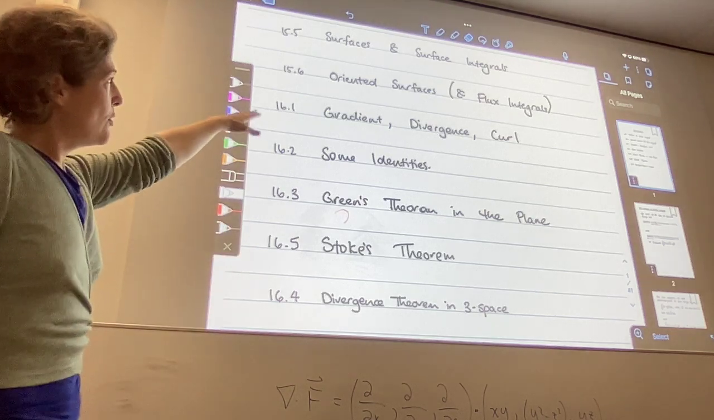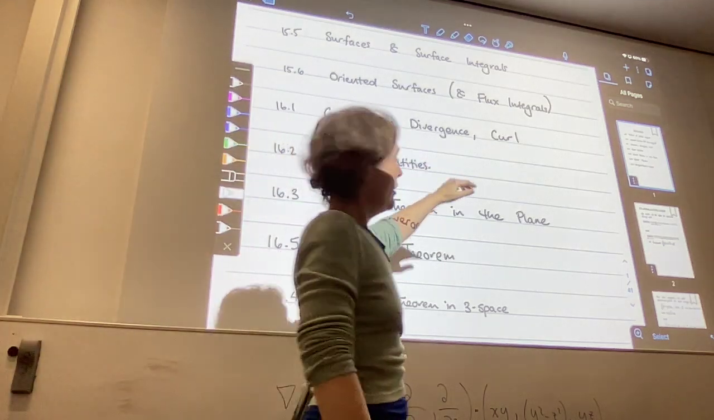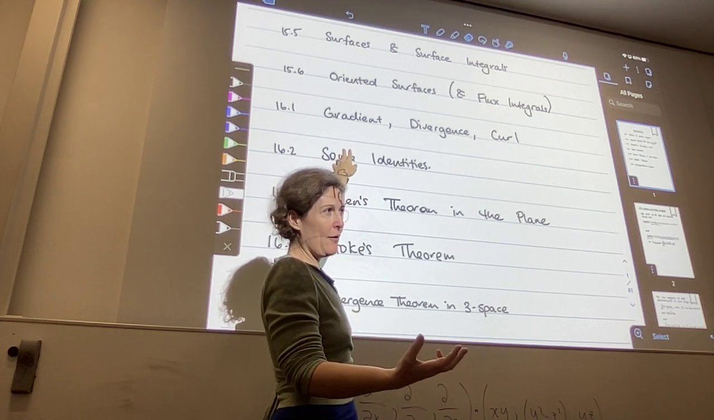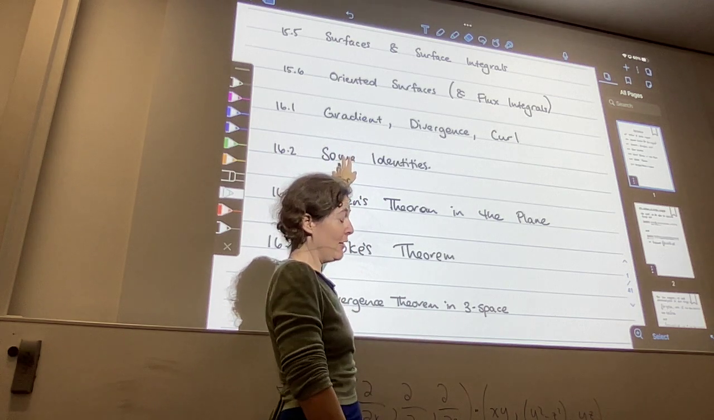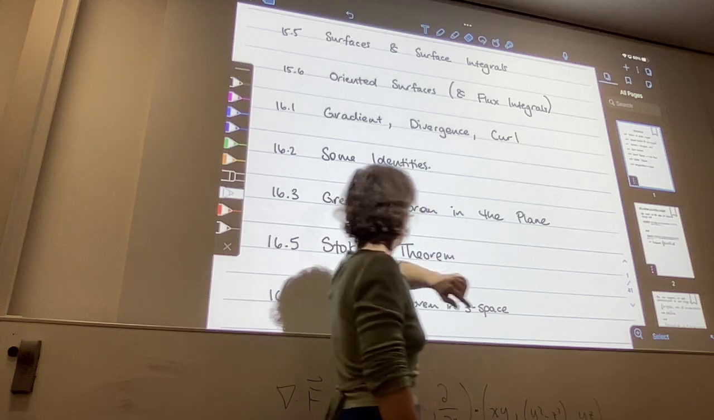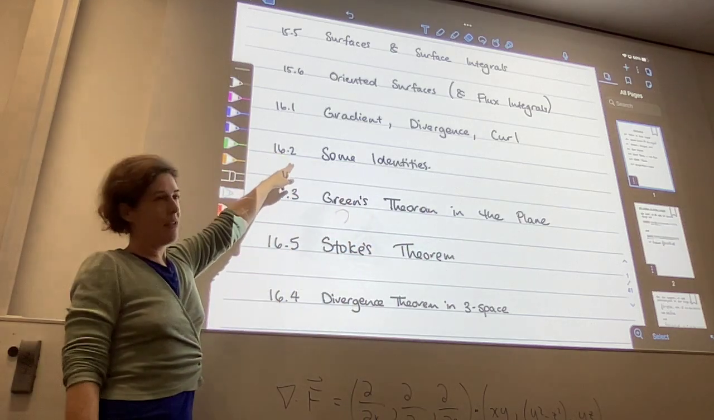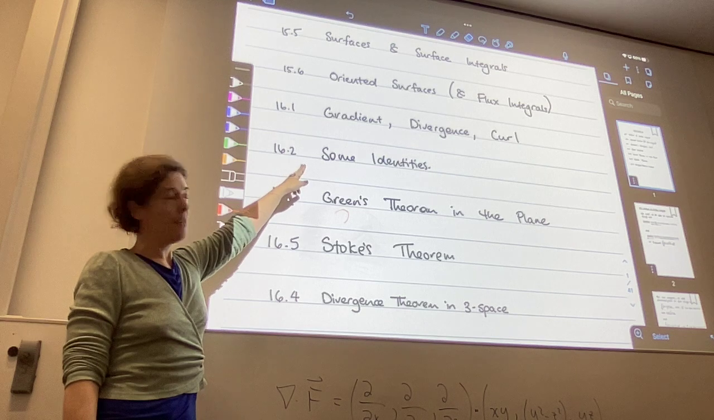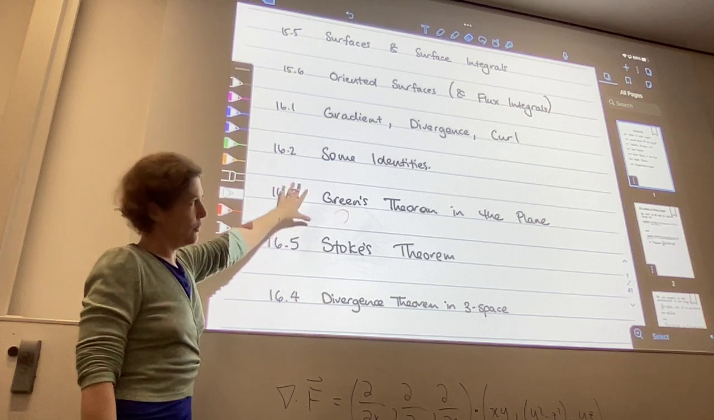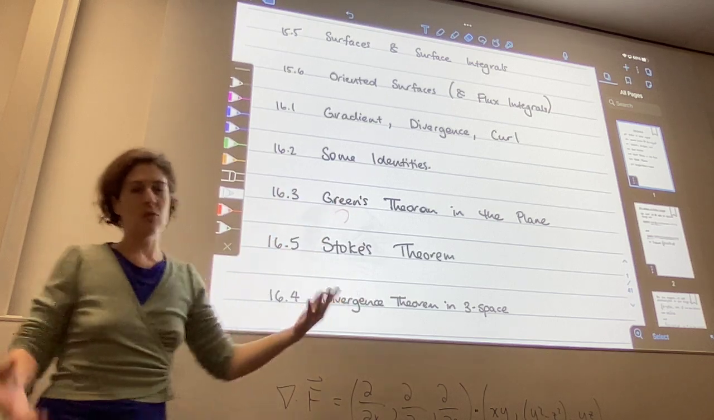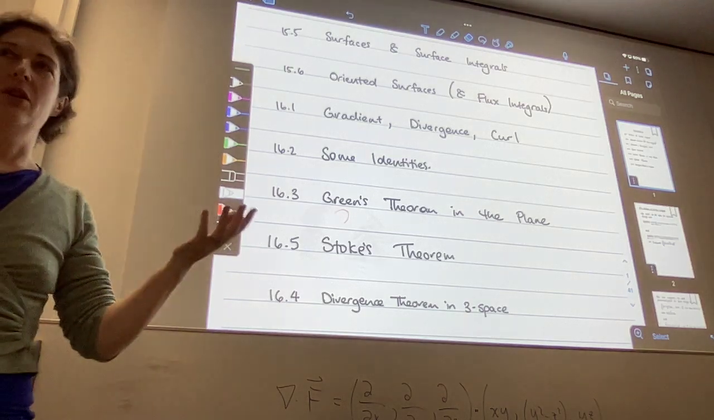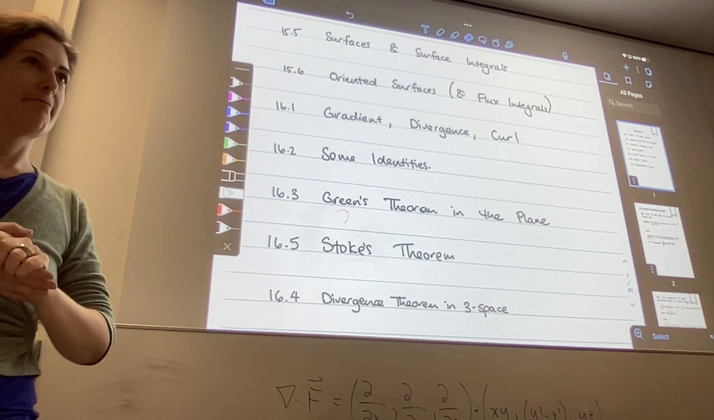And then we introduced two new ways of looking at the rates of change of vector functions. The gradient tells us about the rate of change of a scalar field. In order to talk about rates of change of vector fields, we need divergence and curl. We looked at some identities and discovered some stuff about conservative vector fields. And then we did our three important theorems, of which Green's and Stokes' are the most common, which give us ways of converting between surface integrals and volume integrals, or things like that.